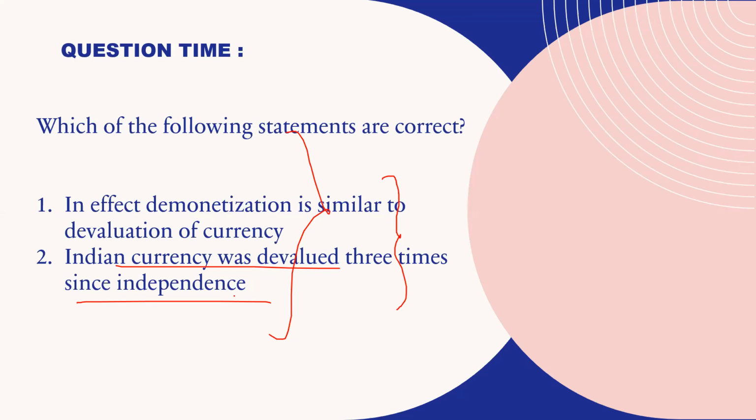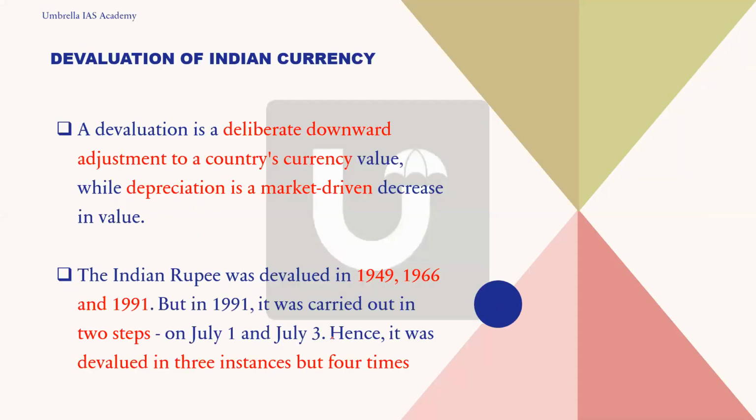In that Tamil Nadu exam, the statement is: Indian currency was devalued 4 times since independence. So is that a right statement or a wrong statement? Indian currency was devalued 4 times since independence. So that was the debate. Is it 3 times? Is it 4 times? Then RBI has to give clarity on that. So what clarity did RBI give?